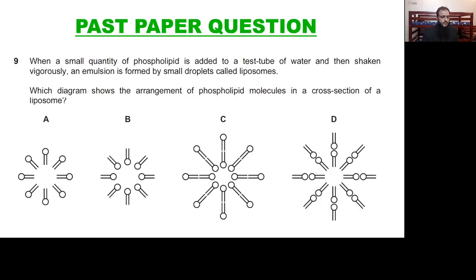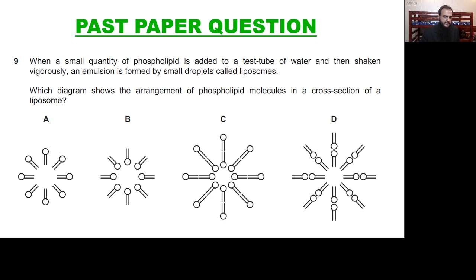Okay. Now, of course, whenever we do a topic, it's a good practice to put the concept to test. So that's a past paper question, an MCQ. So let's look at this together. It says when a small quantity of phospholipid is added to a test tube of water and then shaken vigorously, an emulsion is formed by small droplets called liposomes. Which diagram shows the arrangement of phospholipid molecules in a cross-section of a liposome?